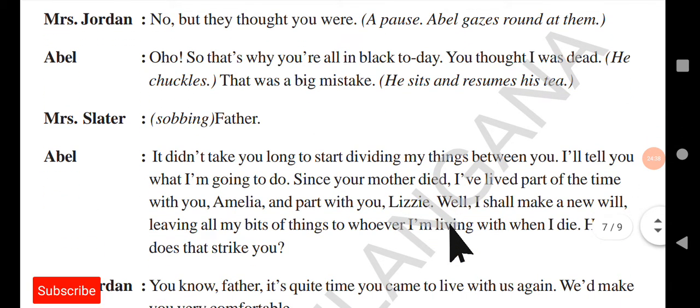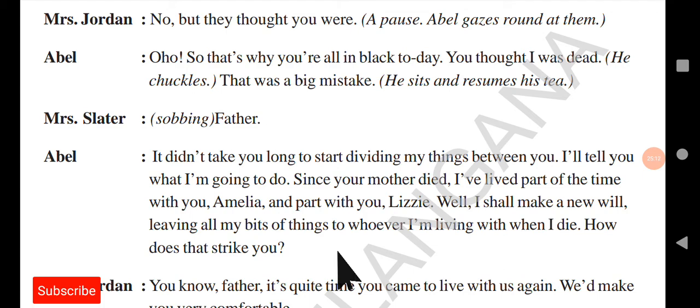Slaughter, sobbing, a sort of crocodile tears: Father. Abel: It didn't take you long to start dividing my things between you. I will tell you what I am going to do. Since your mother died, I have lived part of the time with you, Amelia, and part with you, Lizzie. Well, I shall make a new will, leaving all my bits of things to whoever I am living with when I die. So how does that strike you?